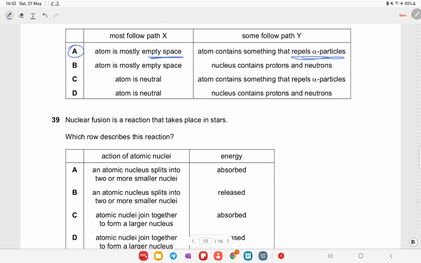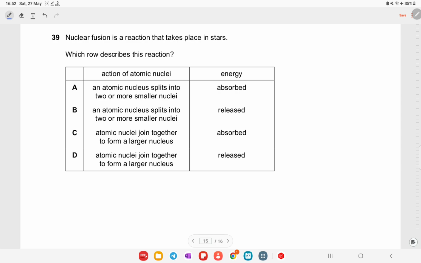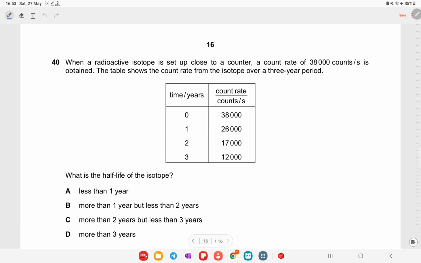Nuclear fusion is a reaction that takes place in stars. Which row describes this reaction? Atomic nuclei split is fission. For fusion, they are merging. The atomic nuclei join together. But the correct answer is D, because a lot of energy is released, it is not absorbed in nuclear fusion. That's why you get energy from the sun, but you can't get it from the other stars, because they are very far away from the earth.